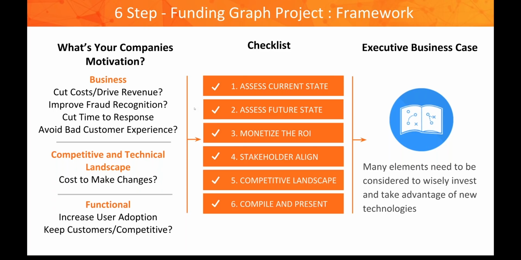The biggest thing that I would recommend is that this is not a follow-all-6-steps process. There may be follow steps 1 and 2 and go back and redo them as you talk with your business users and your technology users. But ultimately, our first step is: why are you here? What is it, on the left and up in the upper corner, for the business? Are we trying to cut costs or drive revenue? Are we trying to improve fraud recognition, cut time to response? What are those things for your company?